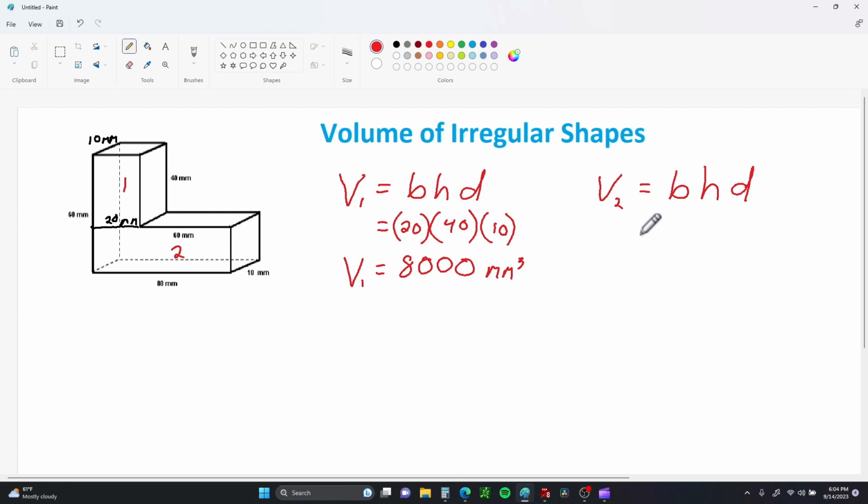Now I'm going to do the second one over here. Now we're talking about this big guy down here. So the base is 80. I put that in parentheses. The height, this piece over here, well, we have to do some detective work. I know 60 is from here down to here. So if this piece is 40 and this piece is 60, then this piece must be 20. So I'm going to substitute the 20 in. And then the depth is 10 millimeters.